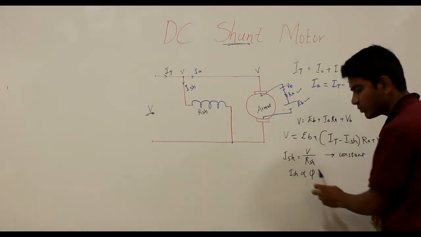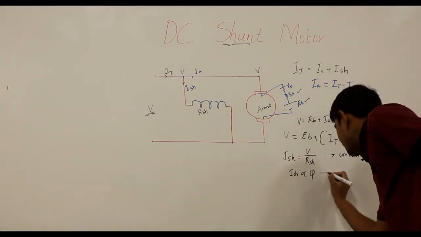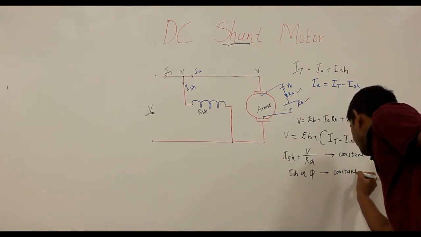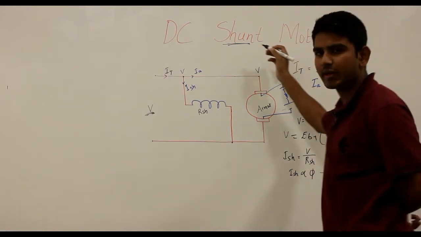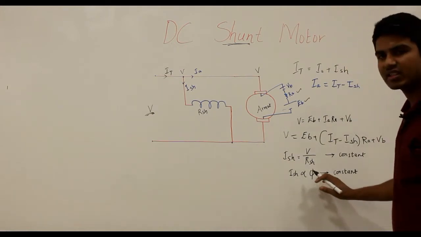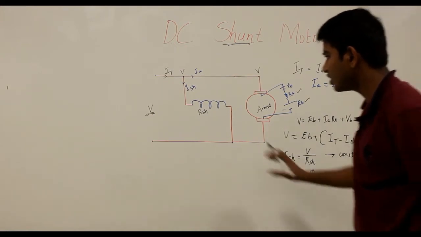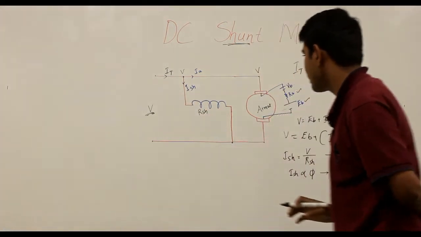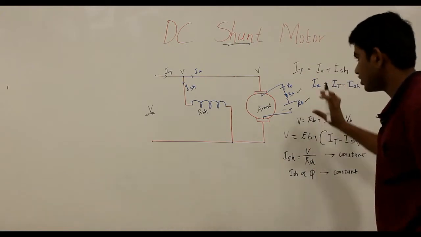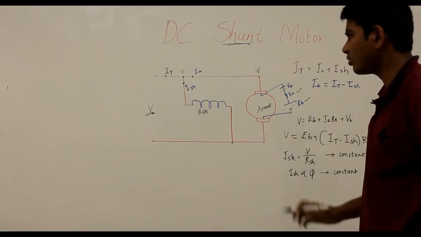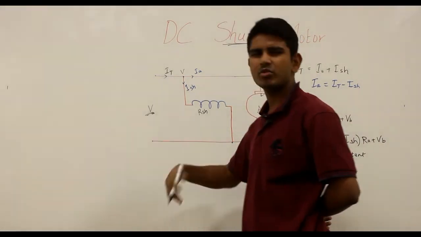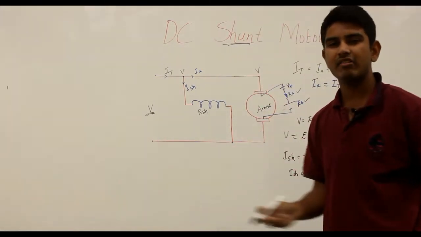And as I shunt is proportional to phi, your phi also becomes more or less constant, and hence for this reason the shunt motors can be called constant flux motors, as the flux remains constant as you keep the supply voltage constant. So these are the voltage and current equations, and if I talk about the construction, it is quite similar to the other types of DC motor, where it is having a stator.